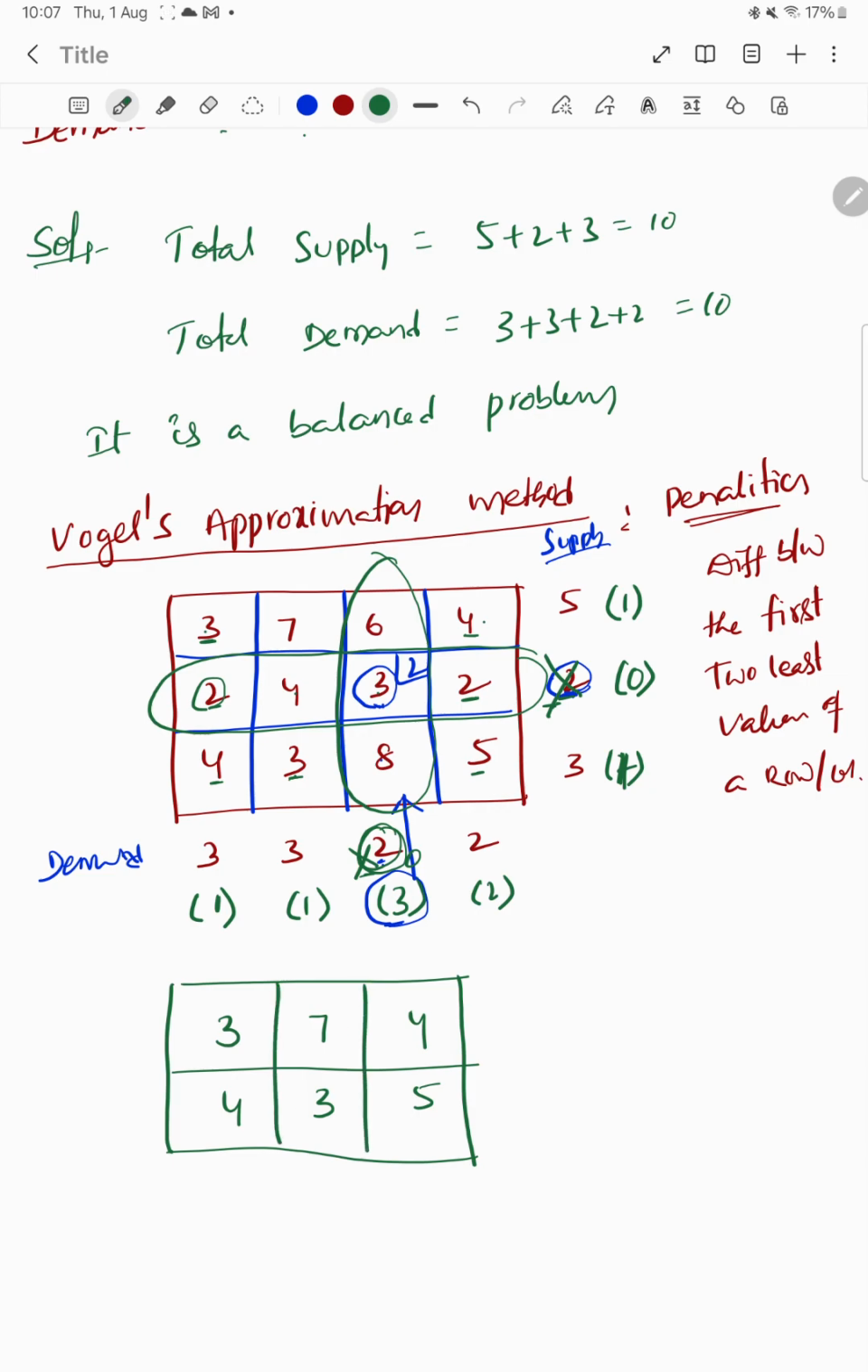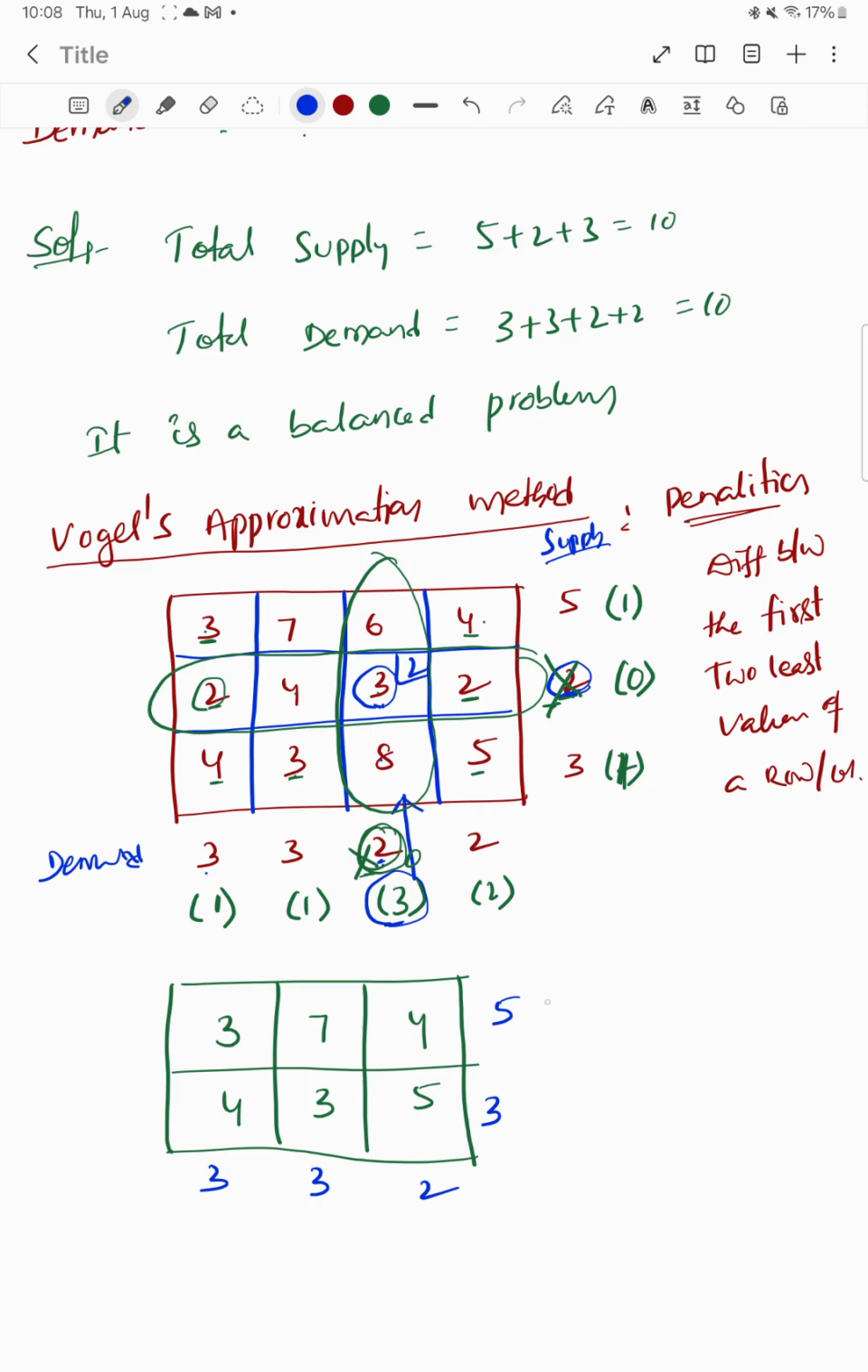Got it? After writing the new matrix, we need to take the new supplies and demands. The new supplies means leftover. This is 5, this is 3. Coming to the demands, leftover is 3, leftover is 3, leftover is 2. Now if you observe, we have a new matrix with corresponding supply and demand. Whatever steps we have applied in the above matrix, the same we need to repeat here. We need to repeat the same steps until we get 0 for supply and 0 for demand.